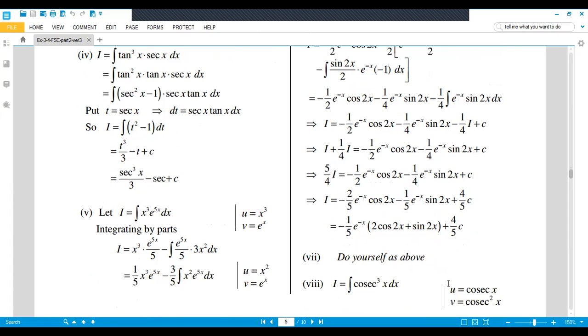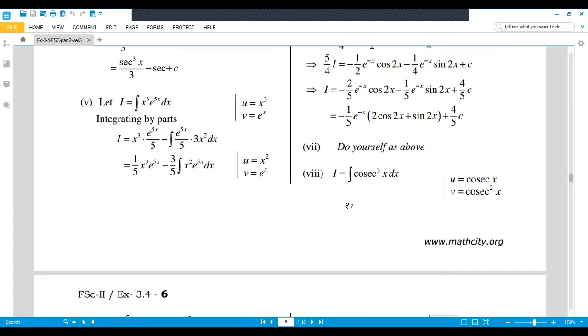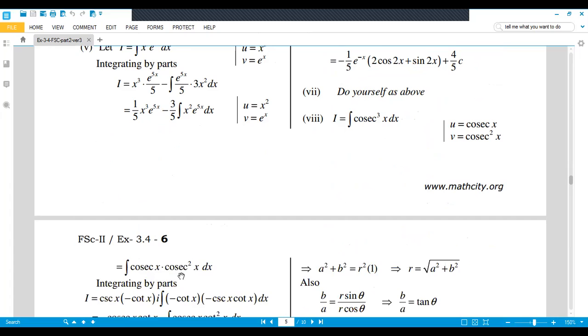Seventh part you do it by yourself. Come to the eighth part. Eighth part is integral of cosecant cube x dx. So cosecant cube x, you can write as cosecant x and cosecant square x. Take this as I. Now solve it by integration by parts.